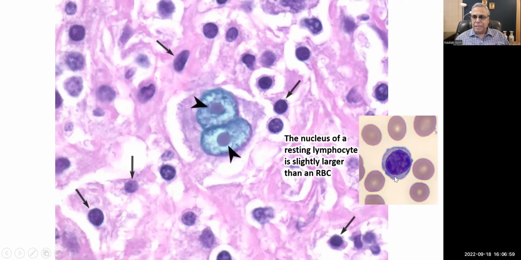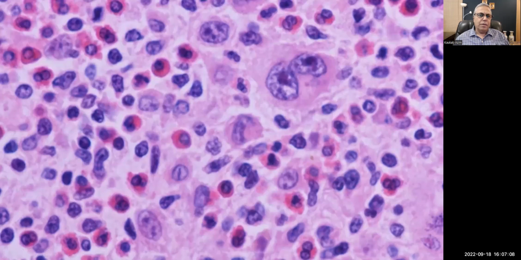So this is an RBC and this is the nucleus, but this is quite out of proportion as far as the size of the cell is concerned. Here is another picture. You see many Reed-Sternberg cells over here. This is one over here. So anyway, this is for the pathologist to make a decision.